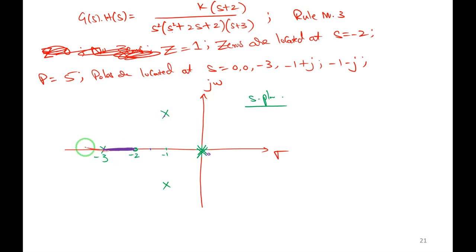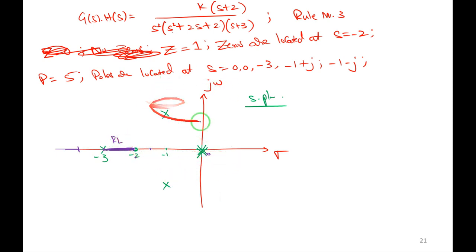Next, I'll shift the point here. So I'll count all the poles and zeros. 1, 2, 3, 4, 5, 6. Means this minus 3 to minus infinity is not a part. Only the root locus exists between the section minus 2 to minus 3. Only root locus exists here. In other parts, it is not there.